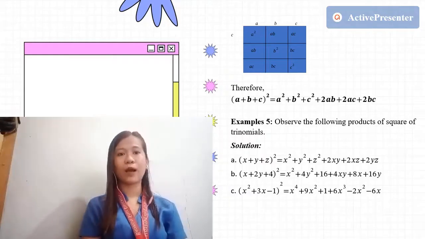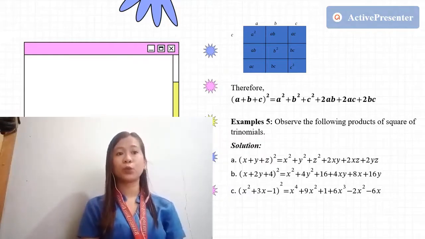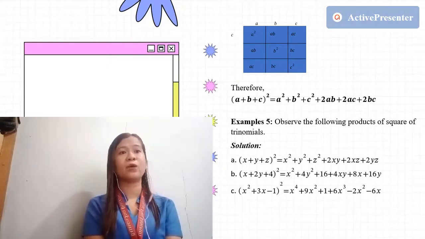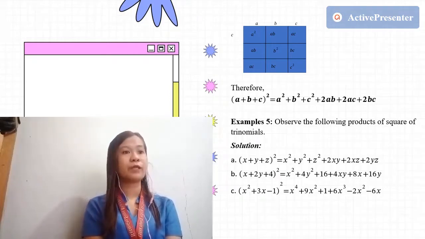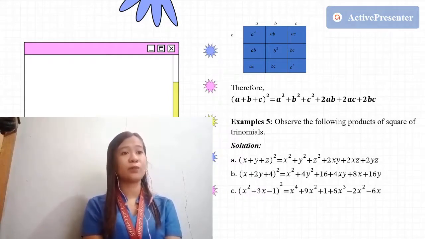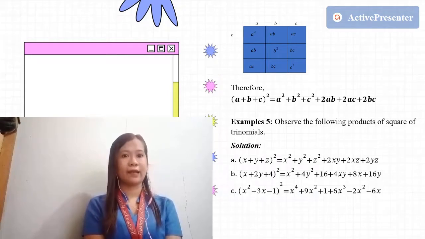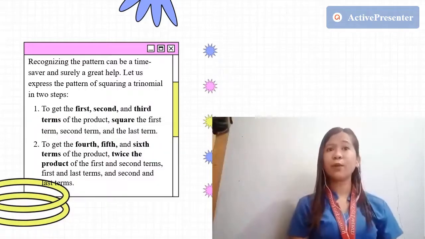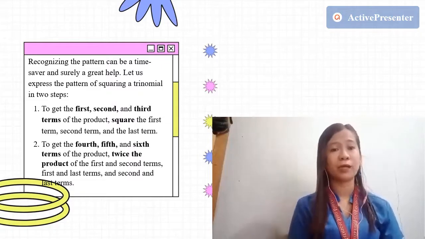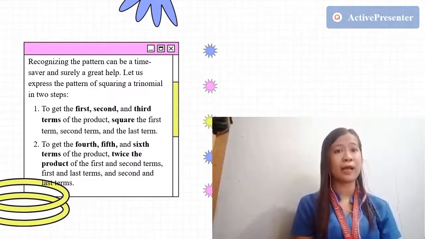The last one, we have x squared plus 3x minus 1 squared. Getting the square of this trinomial, we have x raised to the fourth power plus 9x squared plus 1 plus 6x cubed minus 2x squared minus 6x. Now, did you recognize any pattern in multiplying the square of a trinomial or getting the product of a trinomial?